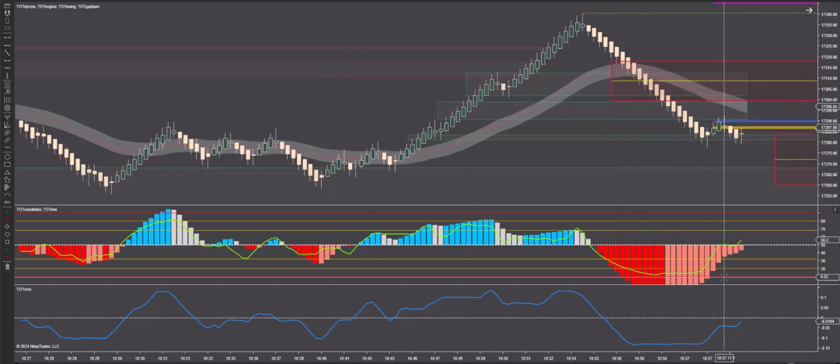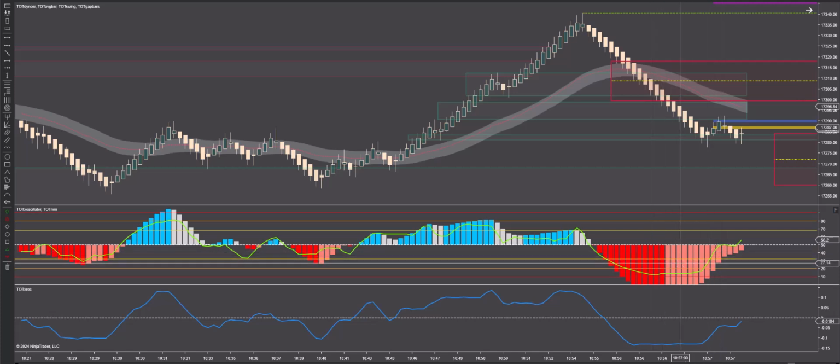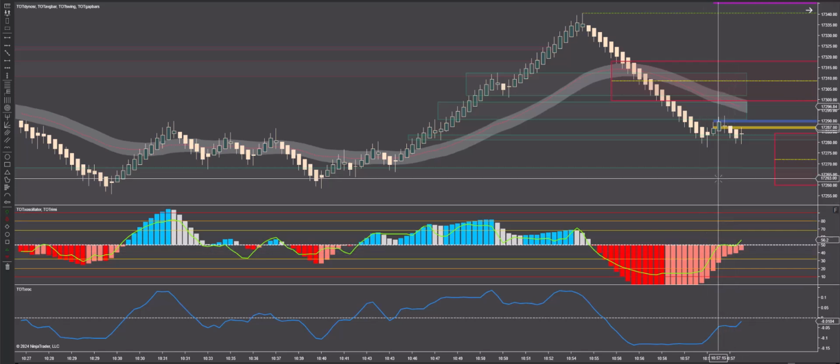Again, as you can see, the oscillator, even though it's below, it's not red. It's tomato colored, so it's not expanding down. It's still expanding up, so it's getting less volume, less momentum.